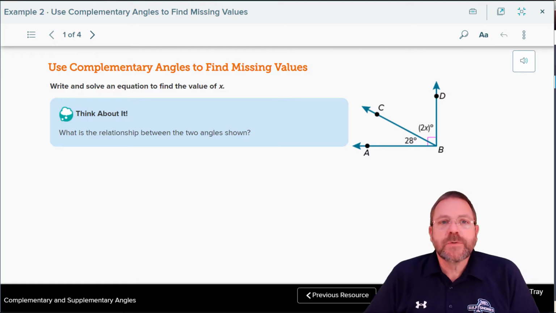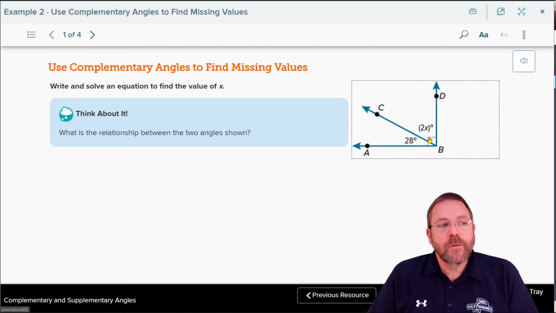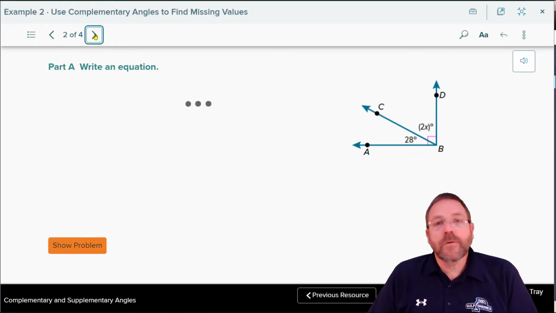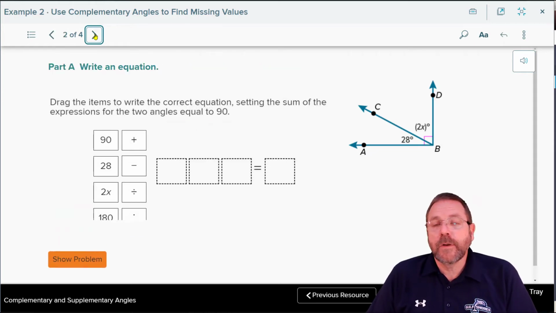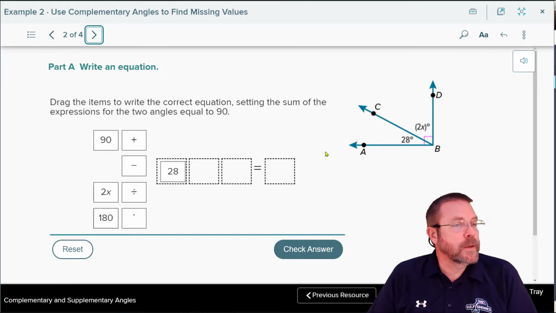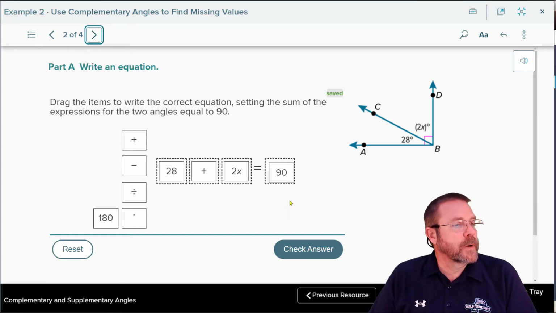And that leads us to example number 2, where they want us to find the value of x in this set of complementary angles. Of course, we can see it makes a right angle. That little red square tells us it's a right angle. We know that the two of them added together are going to equal 90 degrees. So we need to set up our formula. I'm going to start off with the 28-degree angle right here, add to that the 2x, and those two angles together are going to equal 90 degrees.